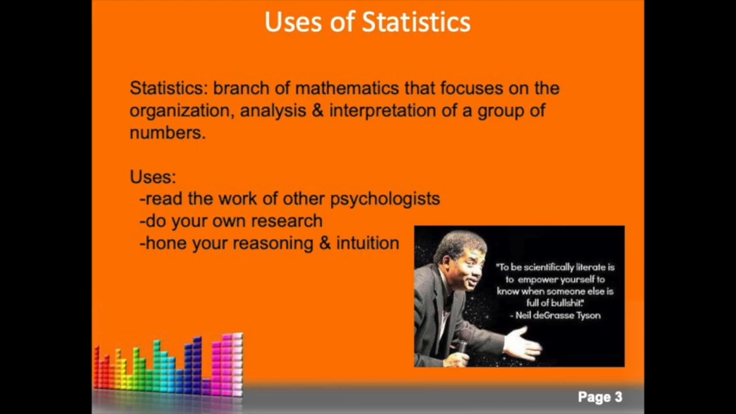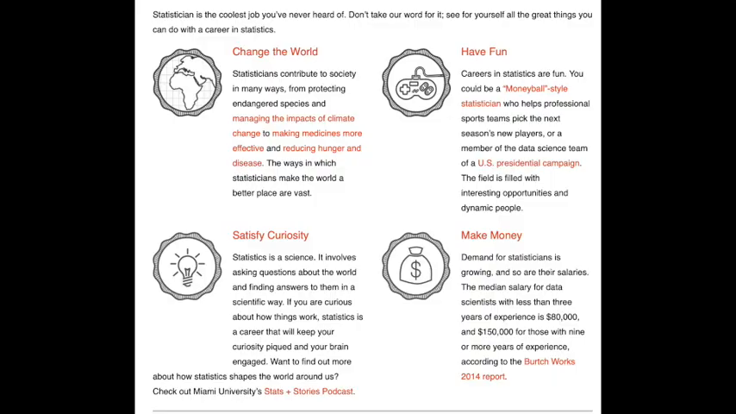So, statistics is a branch of mathematics that focuses on the organization, analysis, and interpretation of a group of numbers. Our statistics course focuses on social sciences, and so we're going to be interested in the numbers that we get based on research we do on human participants or animal subjects. But the skills that you learn in this class would help you to be on your way to becoming a statistician in any field. Statisticians are everywhere and they contribute to the world in a lot of really beneficial ways.